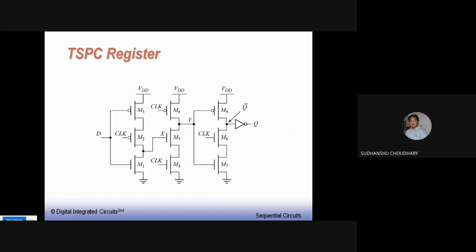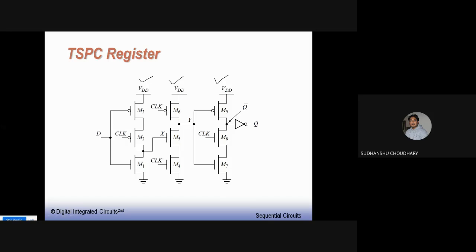Now based on this true single phase clocked latch, you can also think of making a register. So how is this register implemented? For implementing a register, again you have CMOS inverters. This is one inverter, then this is the second one, and this is the third one, and then the last one, the fourth one, is to invert the output. So by this we make a true single phase clock register.